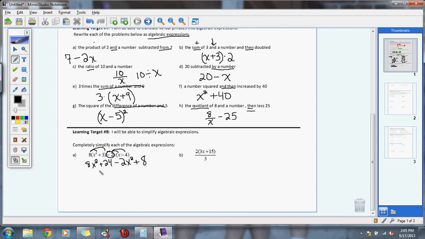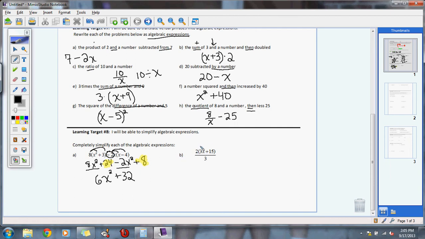Then I look for like terms. It looks like 8x squared, negative 2x squared, so that's going to be a grand total of 6x squared. And then if I look at 24 here and positive 8, if I just combine those two together, that's just 24 plus 8, so I get plus 32. And that right there would be simplified as far as I can go.